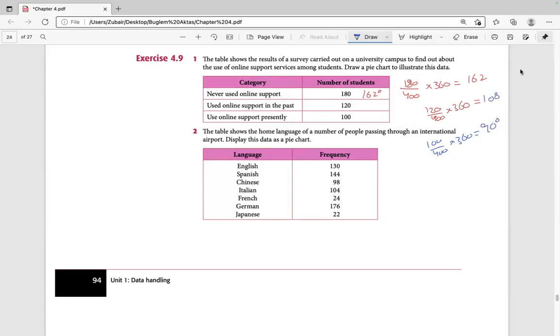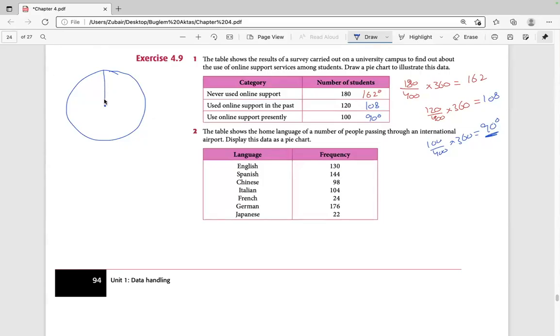That's 108. So we have 162, we have 108, and we have 90 degrees. Now we have to represent that accurately. We'll use a compass and draw a circle. We already have that center point marked. So I'm representing this 90 degrees first, because I feel that it is the easiest.